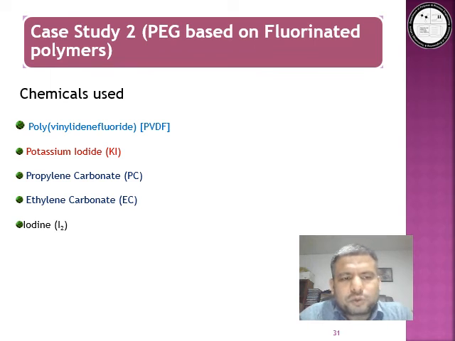The other materials used in this research were potassium iodide, which acts as a salt and increases the conductivity of the system. Similarly, ethylene carbonate is used as a solvent. Propylene carbonate is used as a plasticizer and keeps the viscosity of the system moderate. While the iodine is used as a reducing agent in this research.